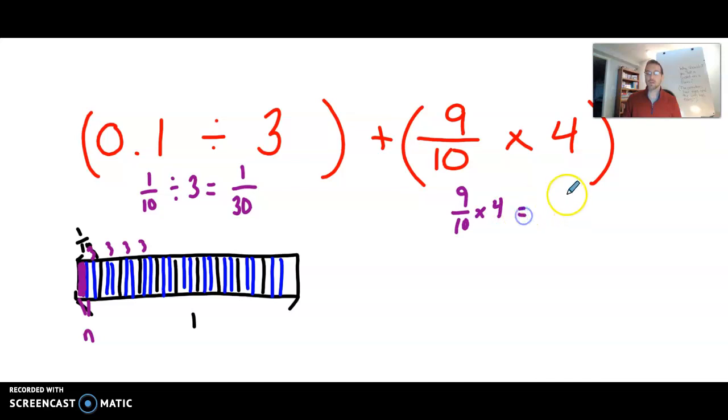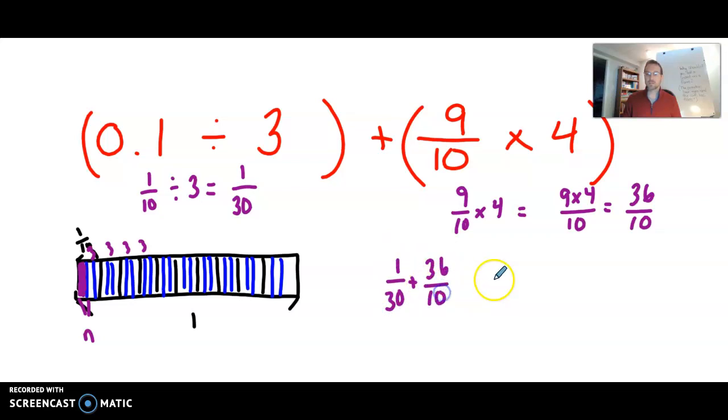Well, I can certainly rewrite this as 9 times 4 divided by 10, which gives us 36/10. As we have to add these, 1/30th plus 36/10. Again, I need to make equivalent fractions. So my 36/10 ultimately needs to become 30ths. So I need to multiply. 10 times 3 in this case gives us 30, so I have to multiply by 3. Don't know this one mentally? Not a big deal. 36 times 3 off to the side.